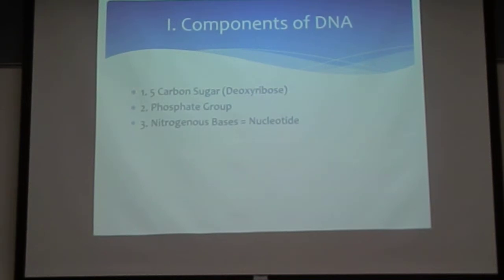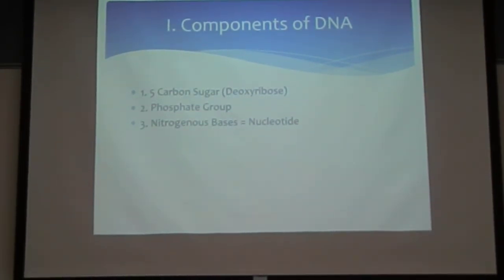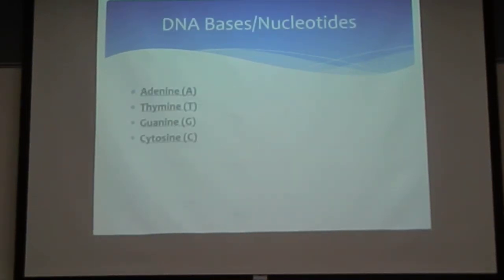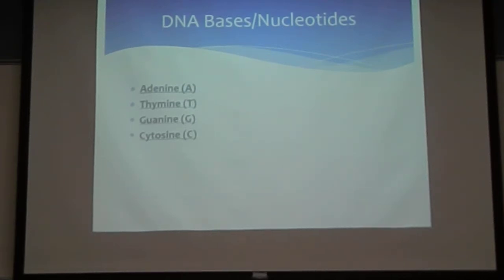Each nucleotide is made up of one of four bases, right? There's adenine, we'll use A, thymine, which is T, guanine, which is G, and cytosine, which is C. Okay?